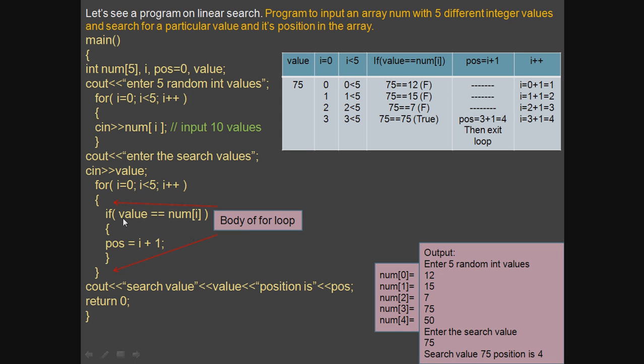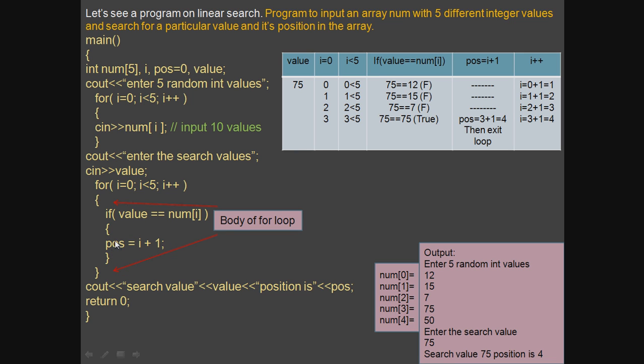So the value, which is 75, equals num[3], which is 75. When this expression turns out to be true, then position equals I plus 1. So I is 3 plus 1. So here this will be executed, and you'll get the position as 4, right?